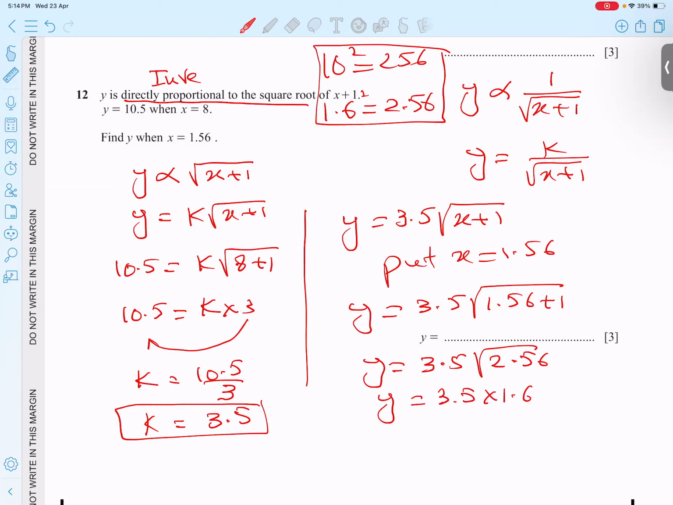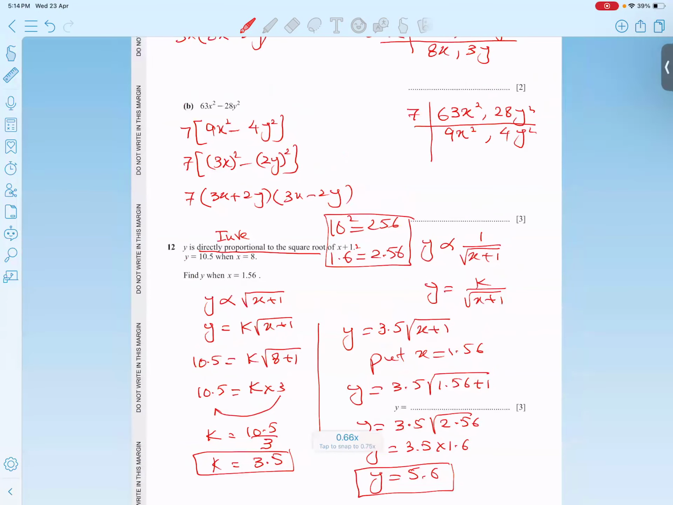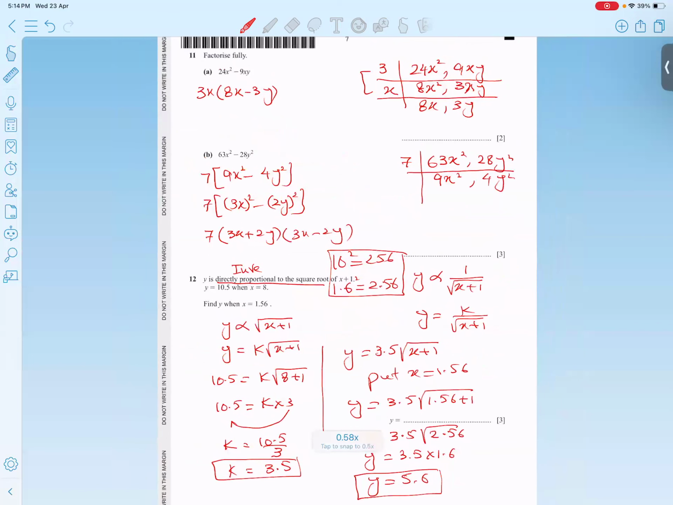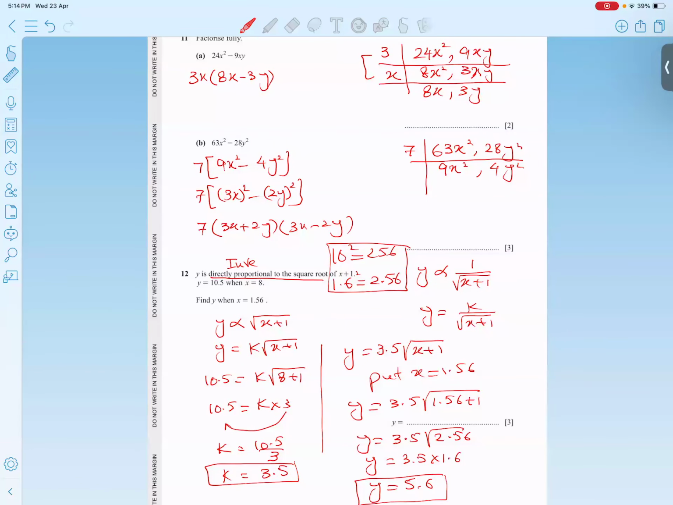3.5 into 1.6. And the rest, students: 1.6 times 3.5, you can multiply it, or I'm doing it directly to save your time, 5.6. But somehow I'm teaching you how to do it without a calculator. The most challenging task in this coming exam is without a calculator. So that page is over. Let's go for the next.